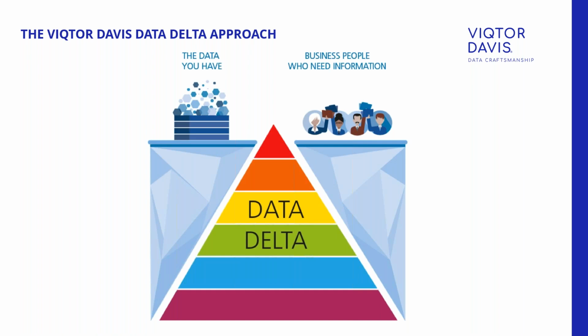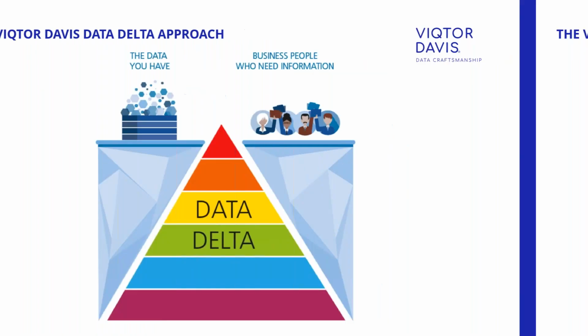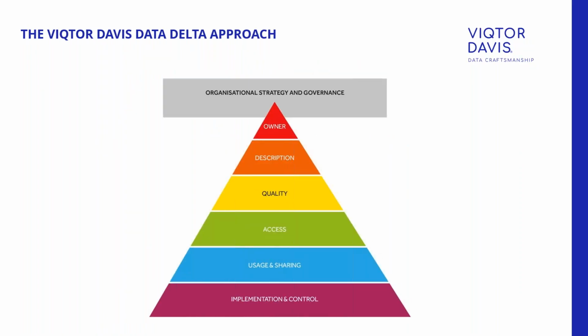So those are the key principles that run through the data delta approach. In terms of putting some labels on each of those bands in the data delta, again, the data must be governed and owned. It needs to be well described. It needs to be high quality. It needs to have principles of access established. So that includes life cycles, storage, privacy, and security. It needs to be used and shared in a strategic way, and it needs to be controlled. So limited to only those that need to see it, and it needs to be well established and well implemented.